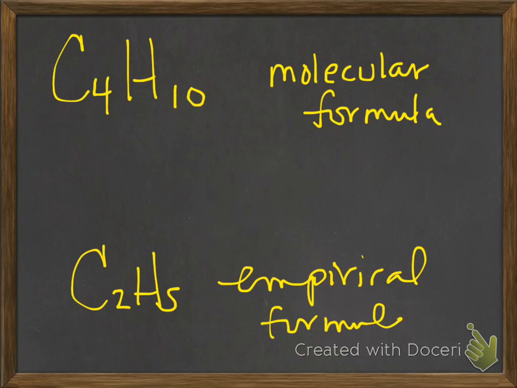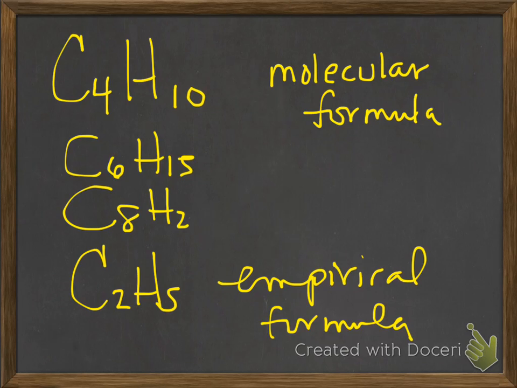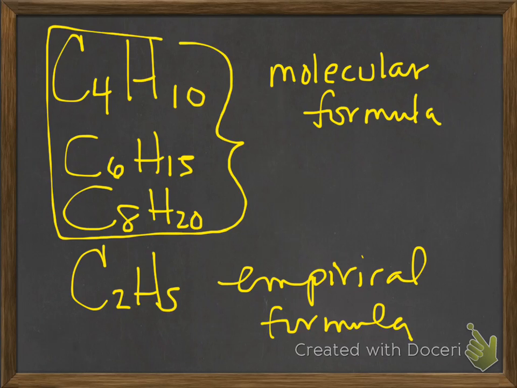ratio. Okay. Could I have multiple molecular formulas with the same empirical? Yep. So I could have C6H15. I could have C8H20. These are all molecular formulas, and they all have the same empirical formula. Okay, because the empirical just tells us the ratio of elements in a compound.